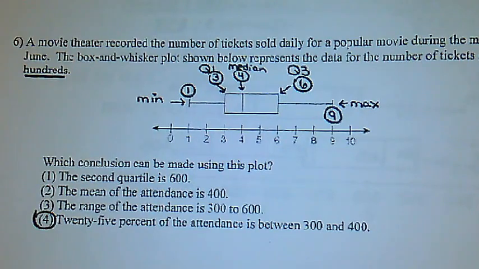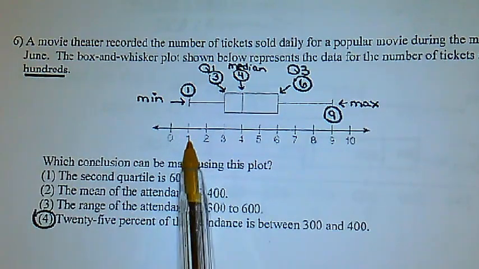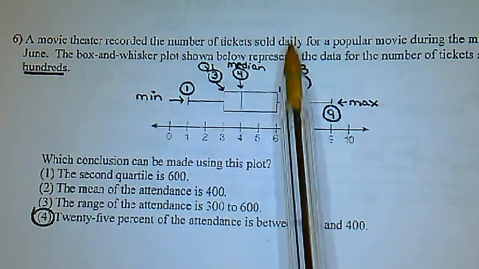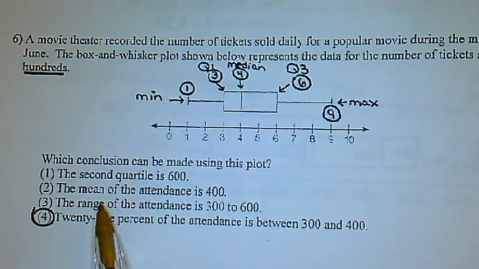So what conclusion can we make? So the second quartile is 600. Now remember that these represent, so they're by hundreds. So this is actually 100, 200, 300, 400, 500, 600, 700, etc. So the second quartile is 400, so that didn't work.